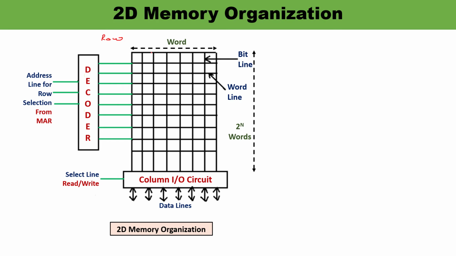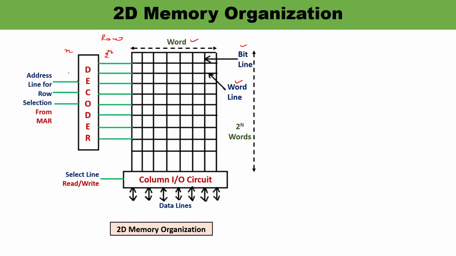Here you can see each row contains a word. In each row, a word means there are a number of bits. This is the bit line, and this is the word line. There is a decoder which is used for row selection. A decoder is a combinational circuit. You must remember that if there are n inputs in the decoder, it gives us 2 raised to the power n output lines.